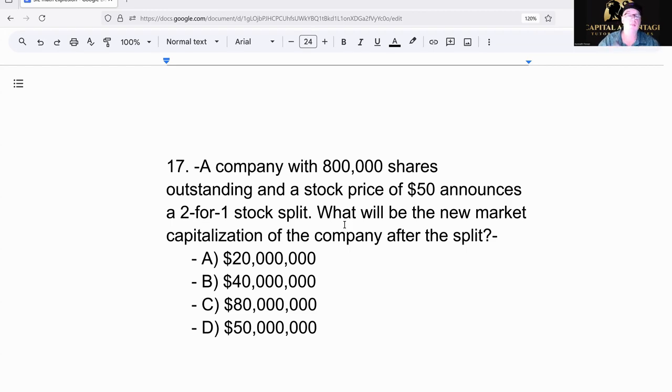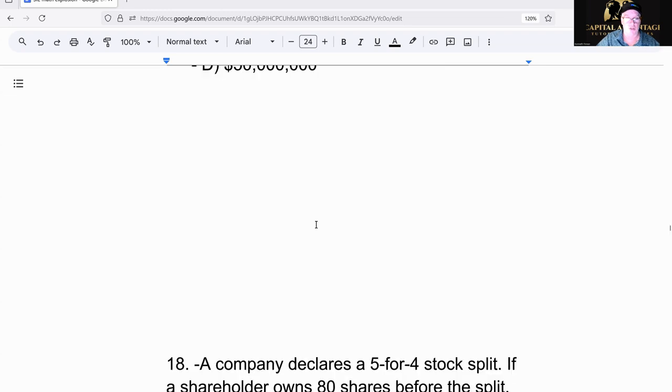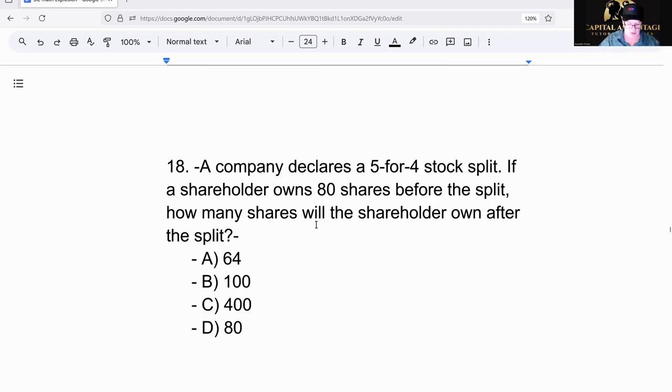It doesn't change. Remember, even if it's a 2-for-1, now it's just 1.6 million shares at 25, which is still 40 million. So a stock split does not change the par value, and it doesn't change the market cap. So that's easy. You can just go, whatever it is, it is. It doesn't change.